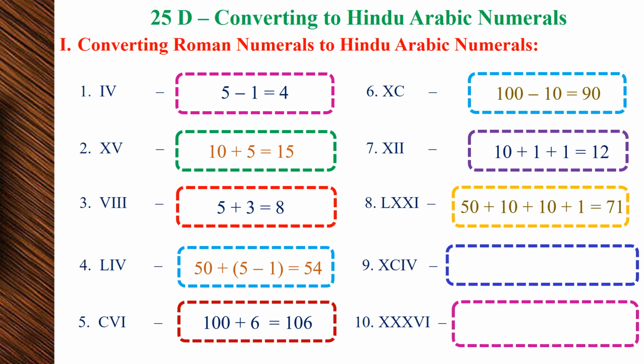Ninth one is XCIV. We know that X is smaller when compared to C. So it should be subtracted. Likewise, I is smaller when compared to V. So that also should be subtracted. So it can be written as 100 minus 10 plus 5 minus 1. On subtracting and adding, we get 94. Finally, XXXVI. We can add 10 plus 10 plus 10 plus 5 plus 1. And adding, we get 36.